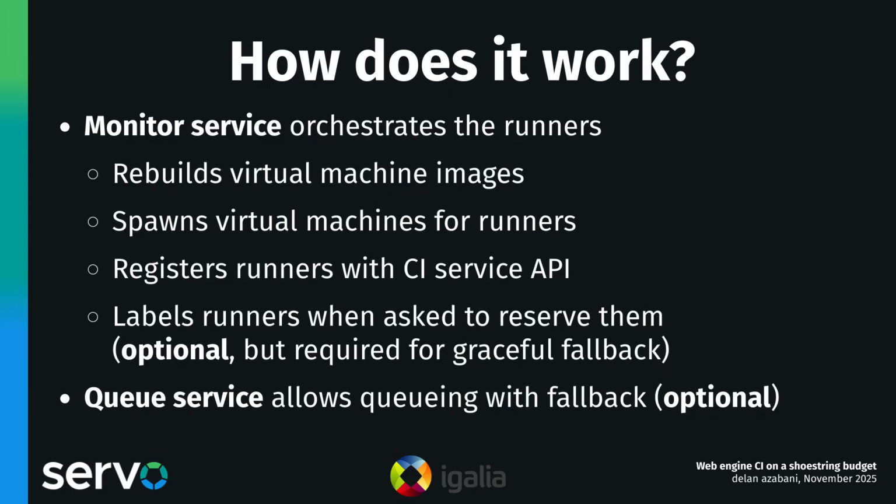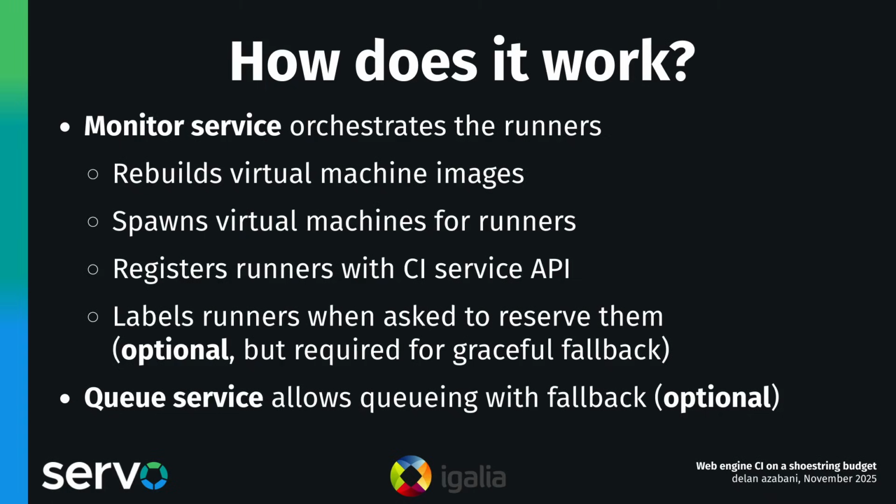It builds and rebuilds virtual machine images, these templates. It clones the templates into virtual machines for each runner, for each job. It registers the runners with the CI service using its API so that it can receive jobs. And it can also label the runners to tie them to specific jobs when asked to reserve them. This is optional, but it is a required step if we're doing graceful fallback.